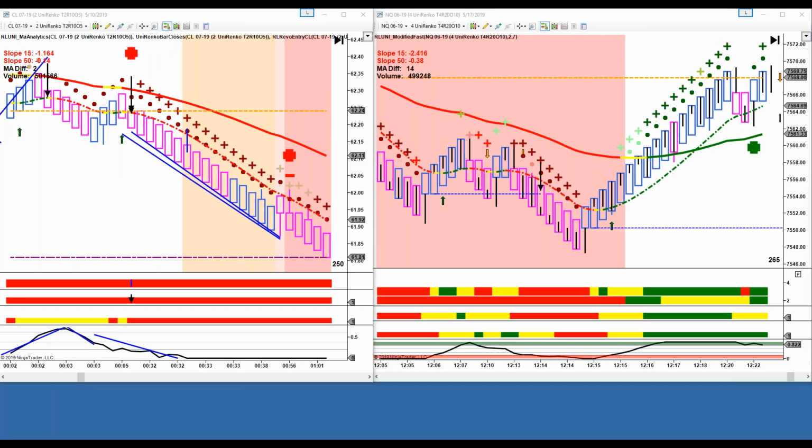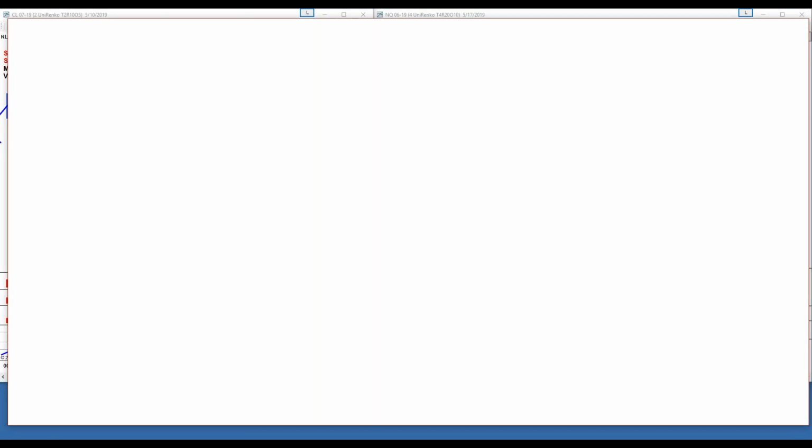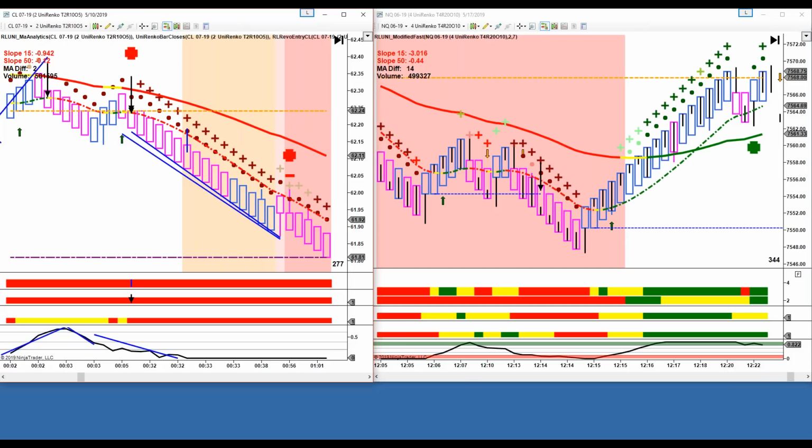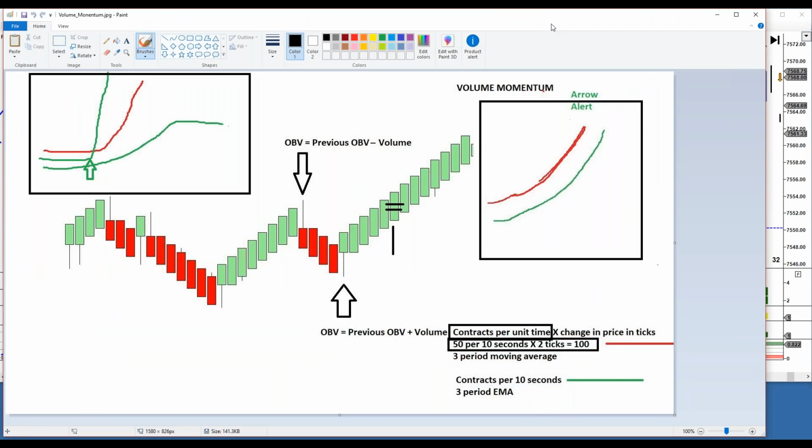Here it is. Now it's sort of complex. I can't open the file. Hold on a second. Of course. I'll just open it with Paint, and that'll open it right away. There it is.